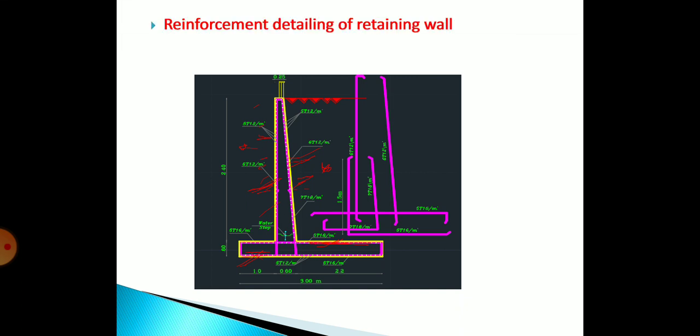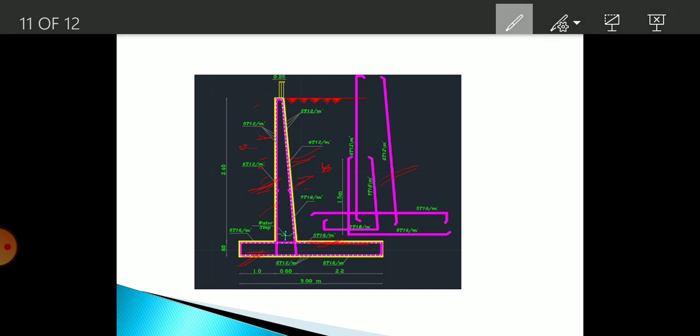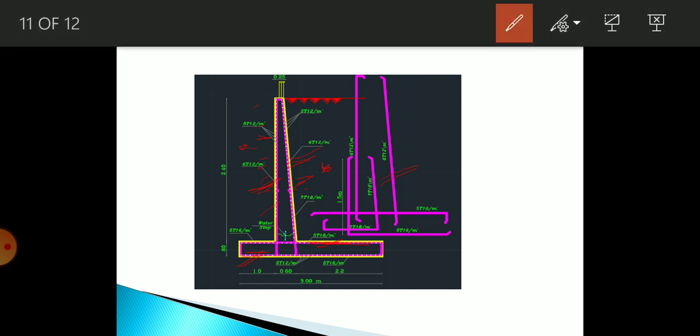And you can see this is the main reinforcement and this is curtail reinforcement. So this is the complete reinforcement diagram. This is the main reinforcement of stem. This is the curtail reinforcement of stem. This is temperature steel for stem. This is the reinforcement for heel slab, which is laid in upward direction, and this is the temperature steel. This is the reinforcement of toe slab, which is laid in downward direction.